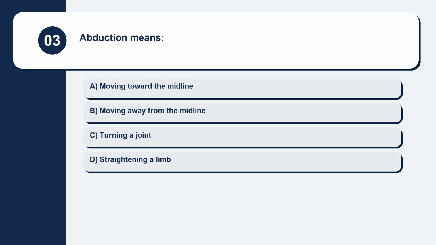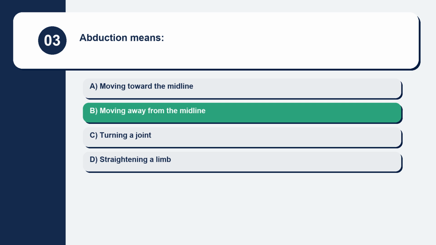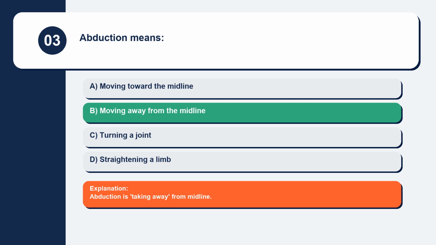Question 3. Abduction means moving toward the midline, moving away from the midline, turning a joint, straightening a limb. Abduction is taking away from the midline.